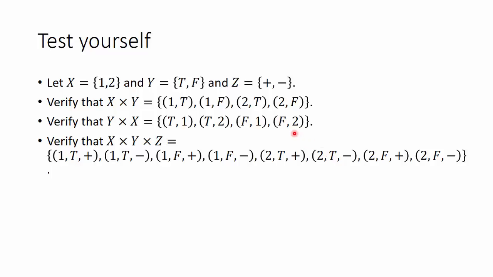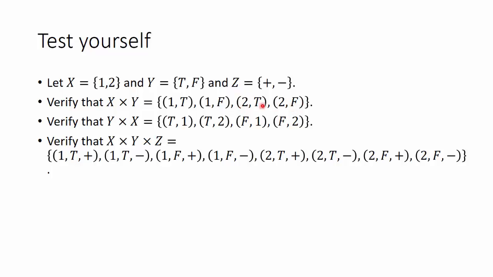Now you should check for yourself that X times Y is equal to the set with these 4 ordered pairs. 1 comma T is an ordered pair. 1 comma F is an ordered pair. 2 comma T is an ordered pair. 2 comma F is an ordered pair.